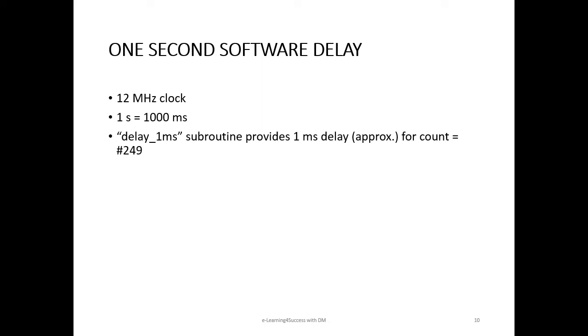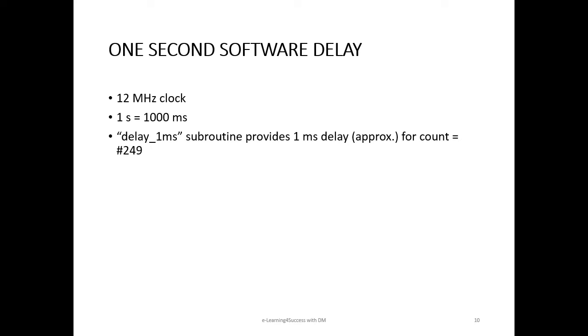Next we will take the case of a 1 second delay. Here also we are assuming the 12 MHz clock. And we know that 1 second equals 1000 milliseconds. We have already written the delay_1 millisecond subroutine that is providing 1 millisecond delay. We will see how this subroutine can be used further to generate 1 second delay.